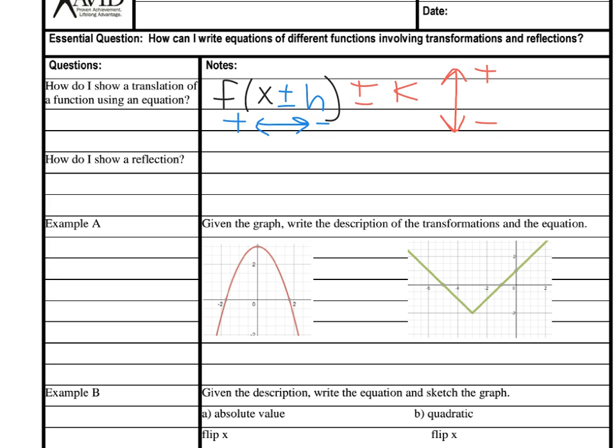For this next part, we're only going to worry about a reflection over the x-axis. So how do we show a reflection over the x-axis? We have our same function, only now if we put a negative out front right here, that is going to cause it to flip over the x-axis.